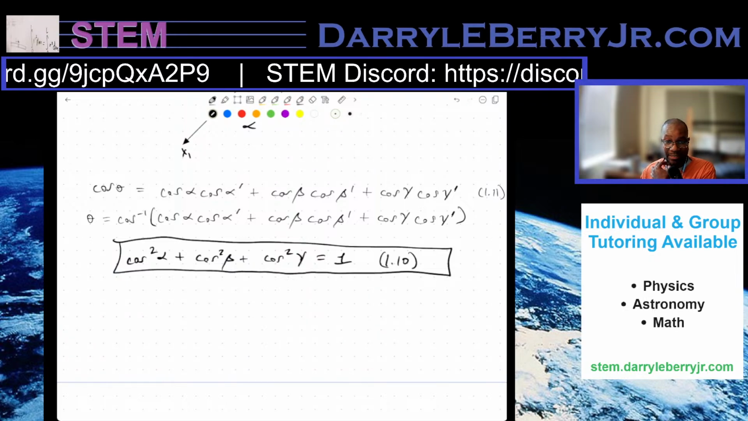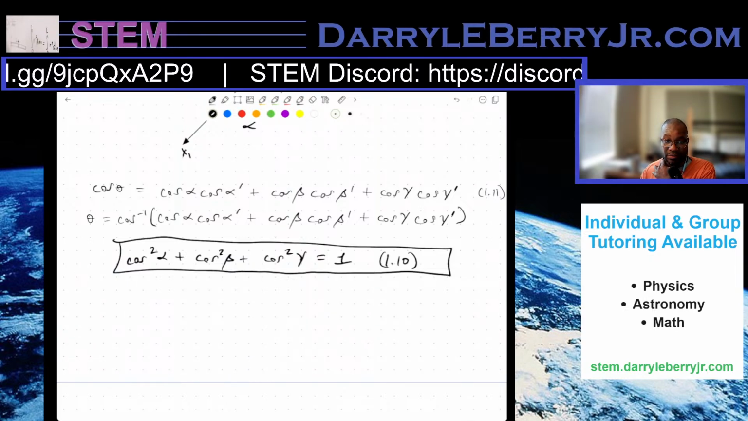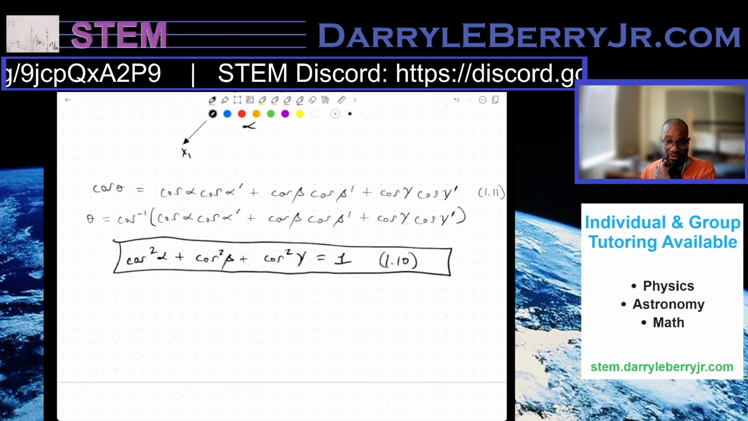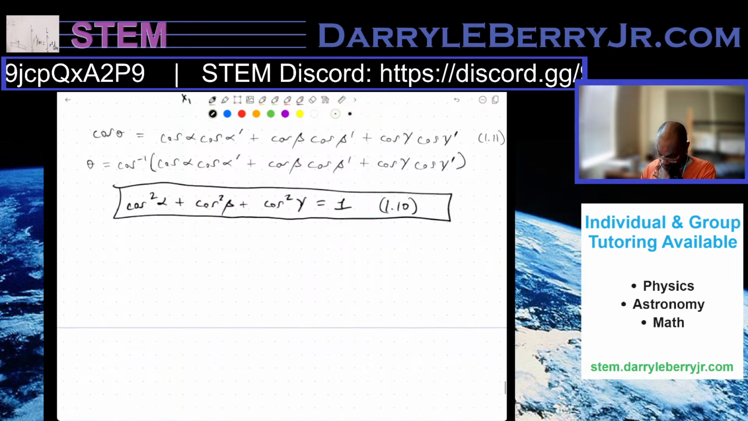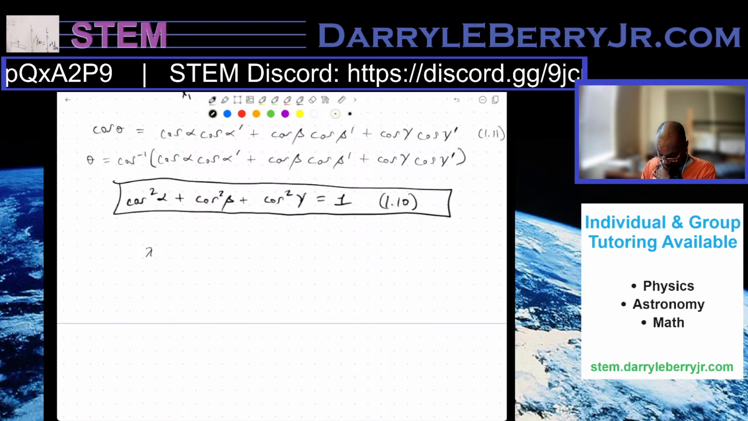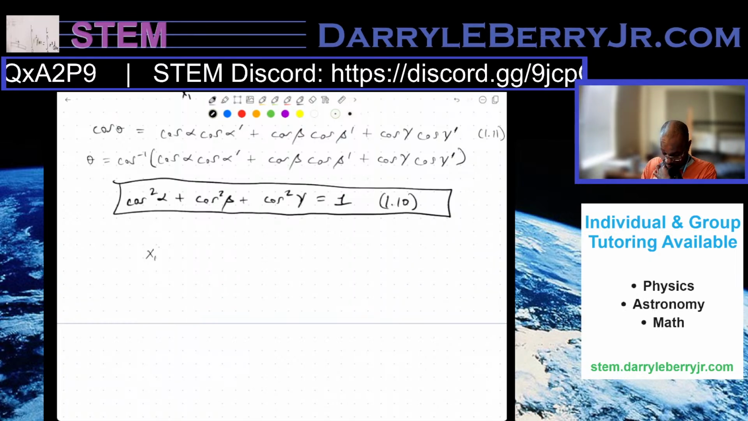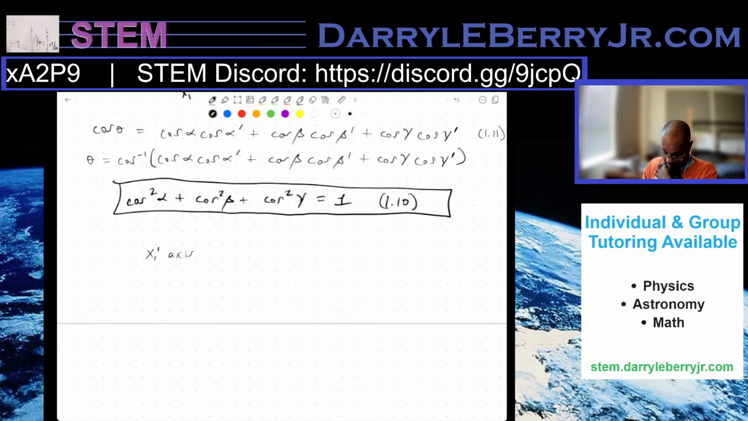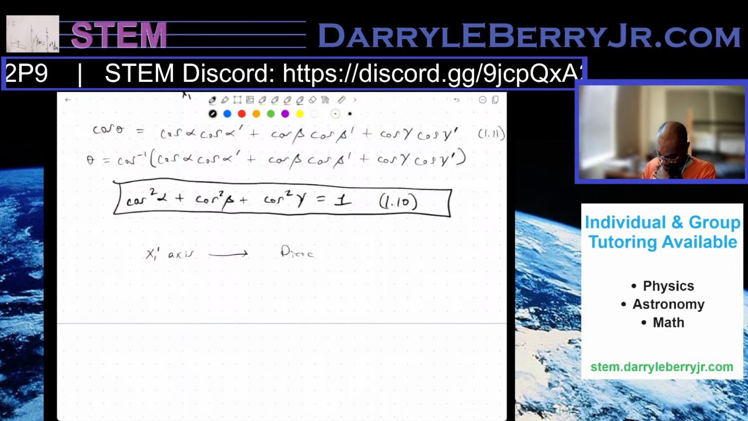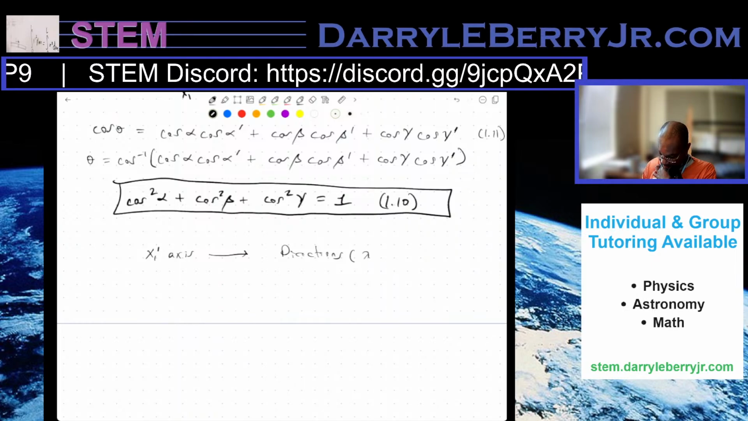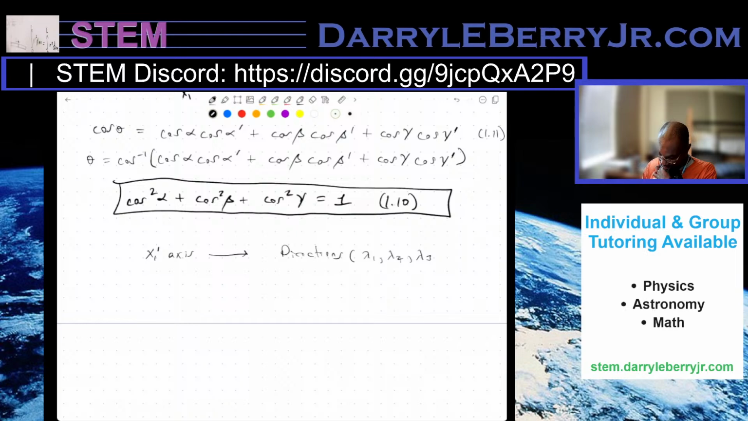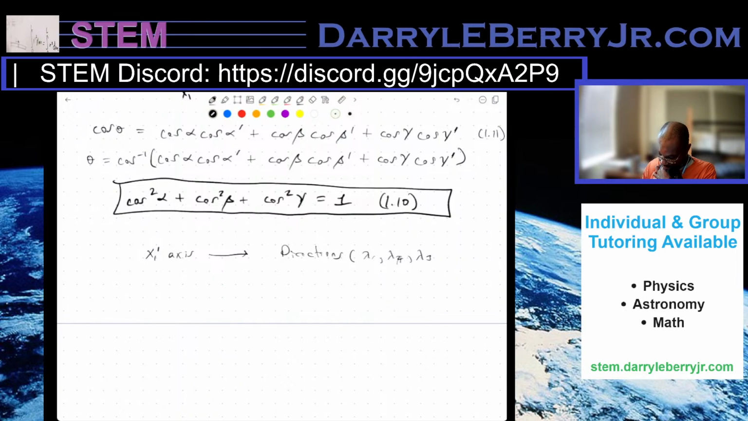First, the x1' axis may be considered alone to be a line in the x1, x2, x3 coordinate system. The direction cosines of this line are lambda 1 1, lambda 1 2, lambda 1 3.